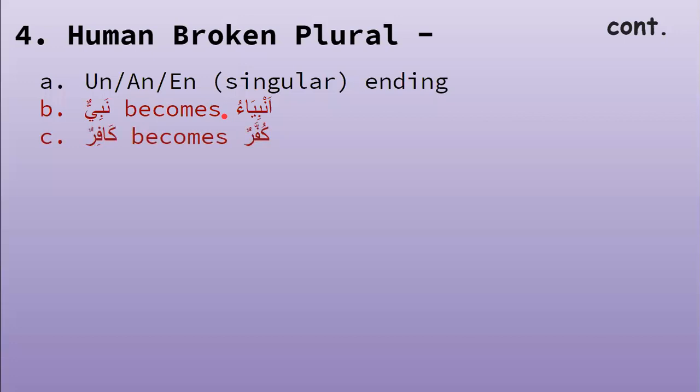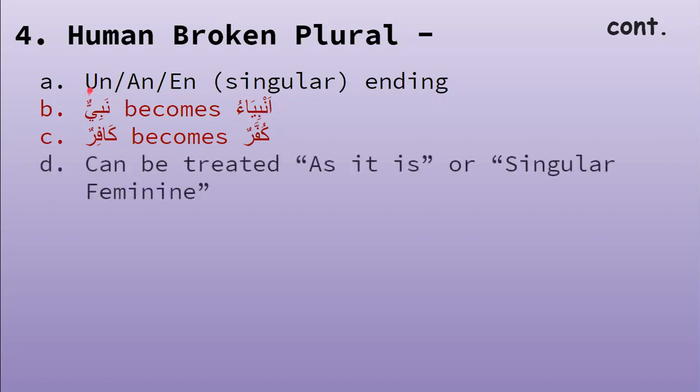Okay? And I have a question. In this case, is ambiya'u Rafa plural? It's Rafa and a broken plural. And I told you yesterday, broken plural has two ways of treating it. Human broken plural can be treated in two ways. As it is, yes, then you are right, it's Rafa and plural. But another way of treating broken plural is you're going to say Rafa and singular feminine. Okay, so there are two ways of treating the word.